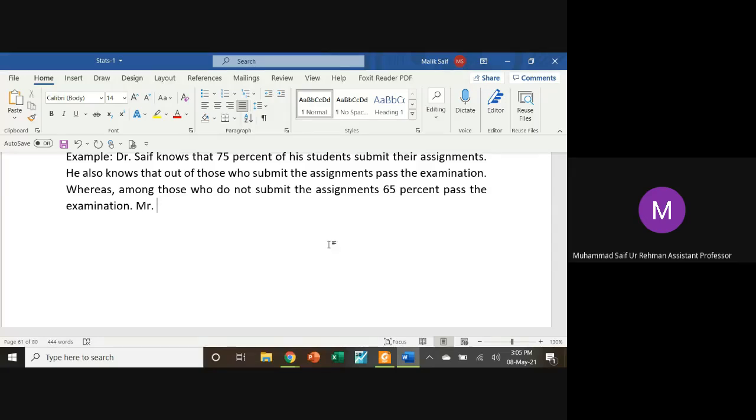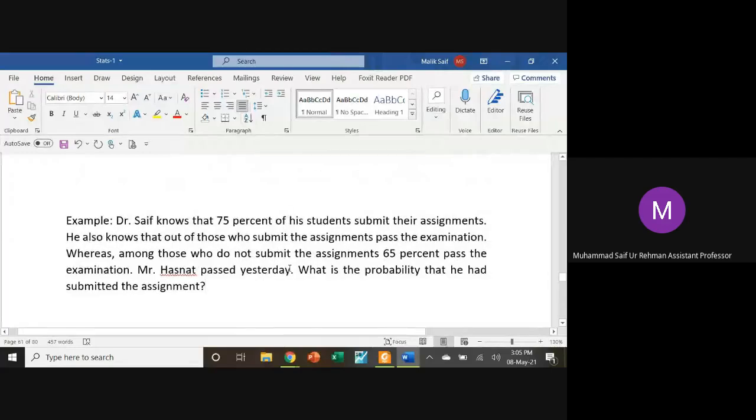So let's say it has been announced yesterday that Mr. Hasnath passed. This is an announcement. What is the probability that he had submitted the assignment? Okay. So now this is the latest information.